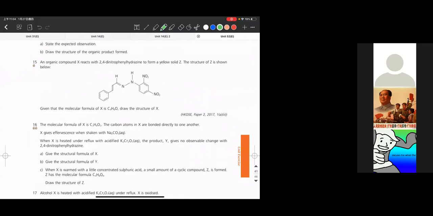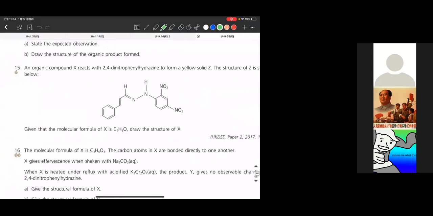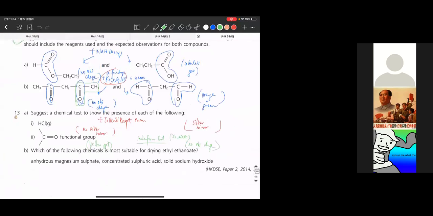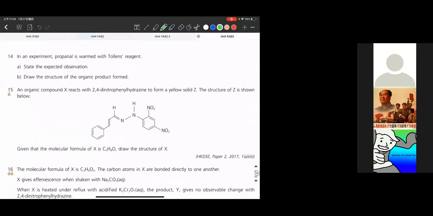Lastly, take a look at that one-mark question. You may find these two quite difficult, right? Because I just introduced to you the two chemicals: one is Tollens' reagent, one is 2,4-dinitrophenylhydrazine. So questions 14 and 15, please circle them. What is the expected observation while you warm propanal with Tollens' reagent? Last time I just said silver mirror, right?